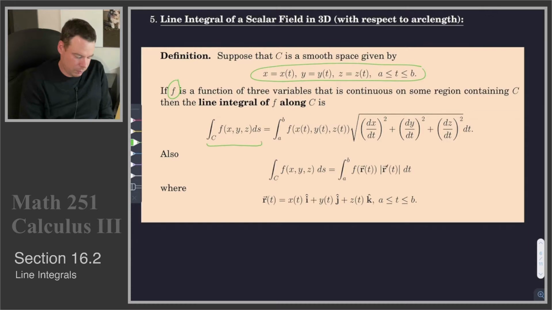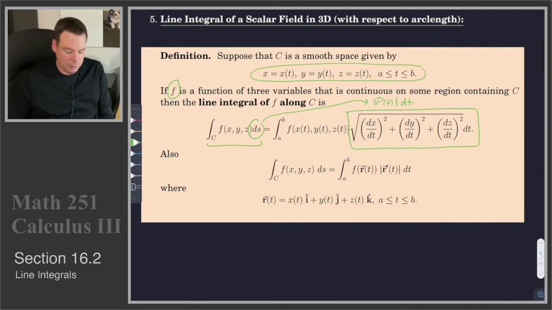So there's the setup. That's what we want to find. The integral along the curve C of f of x, y, z with respect to arc length ds. ds we can unpack. ds unpacks as it did before, r prime of t in magnitude dt. So that's what ds has unpacked into. And there we've expanded out what r prime of t is. But we could also keep it in this nice shorthand form, and that is, it's just the integral of f evaluated on the curve times the magnitude of r prime of t dt.